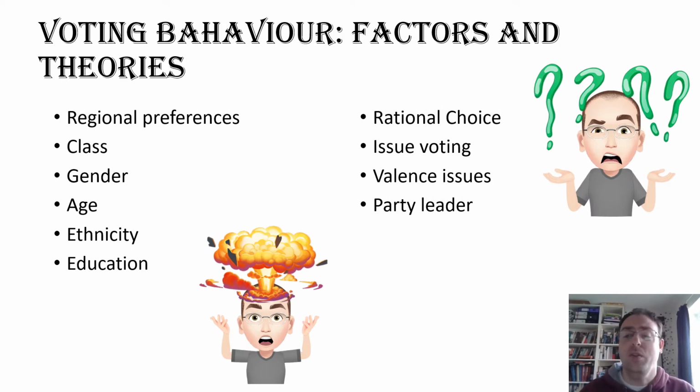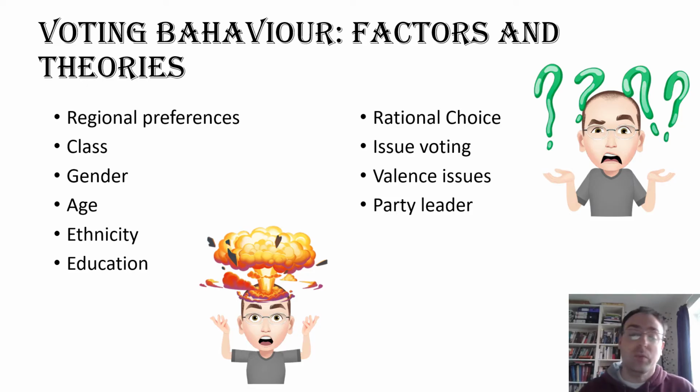So there's a whole range of things that are involved in voting behaviour, and there's lots of factors and theories that we need to take into account. Some of it is fairly straightforward. So it can be things like regional preferences. Wherever you live, you might think in your area there is a strong preference towards a political party, or you might live somewhere where there isn't.